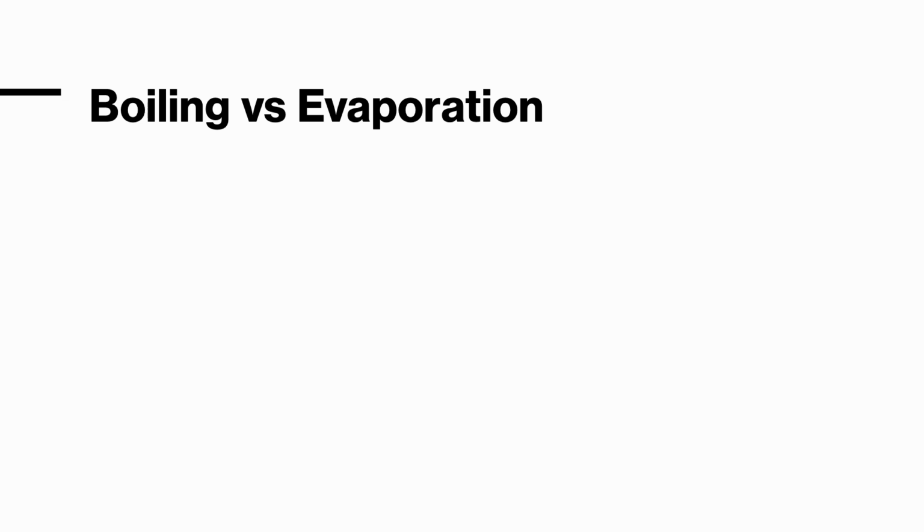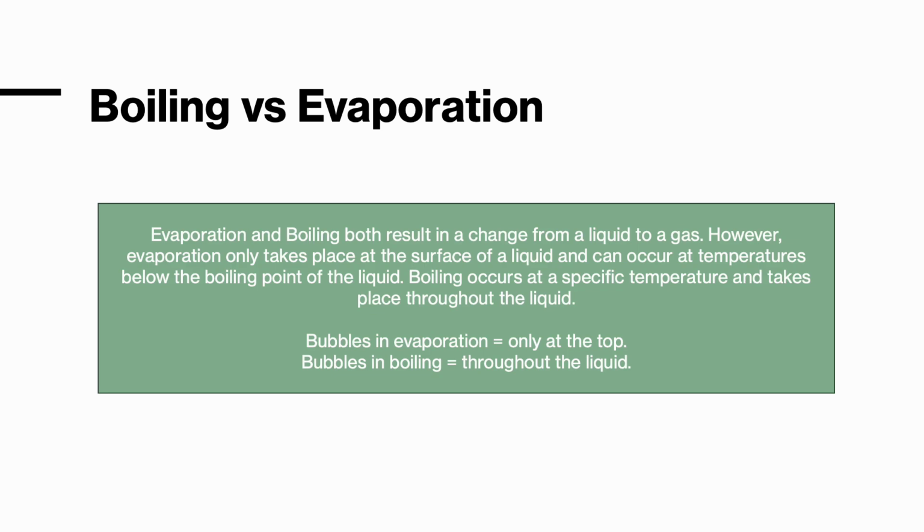Okay, so it's important to make a distinction between boiling versus evaporation. Evaporation and boiling both result in a change from a liquid to a gas. However, evaporation only takes place at the surface of the liquid and can occur at temperatures below the boiling point of the liquid. Boiling occurs at a specific temperature and takes place throughout the liquid. So evaporation has bubbles only at the top of the liquid, whereas boiling has bubbles throughout the liquid.